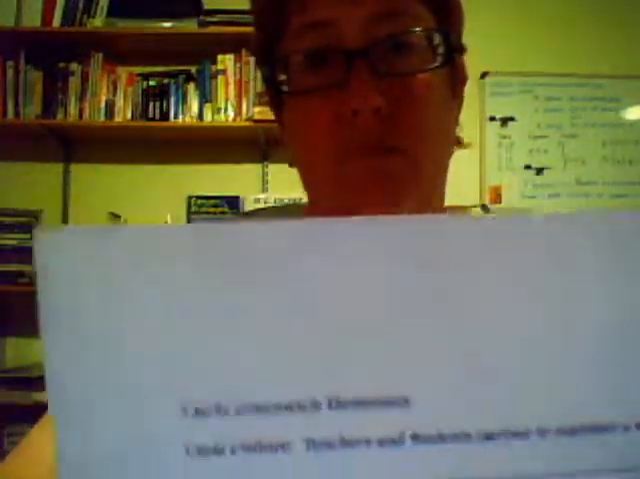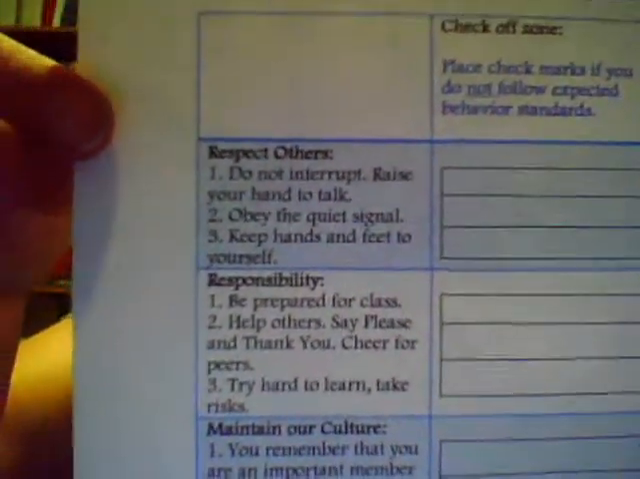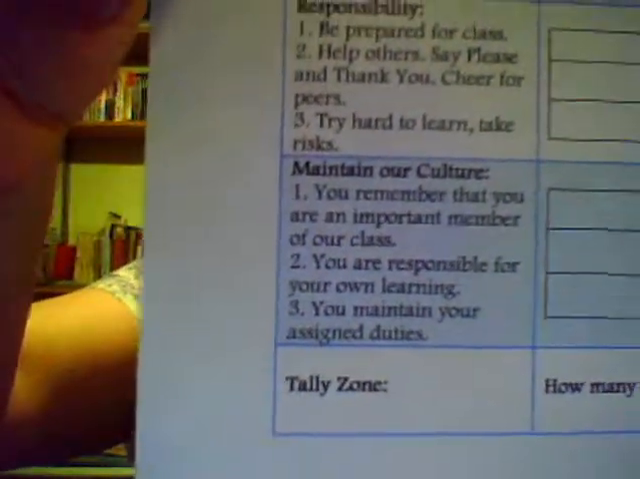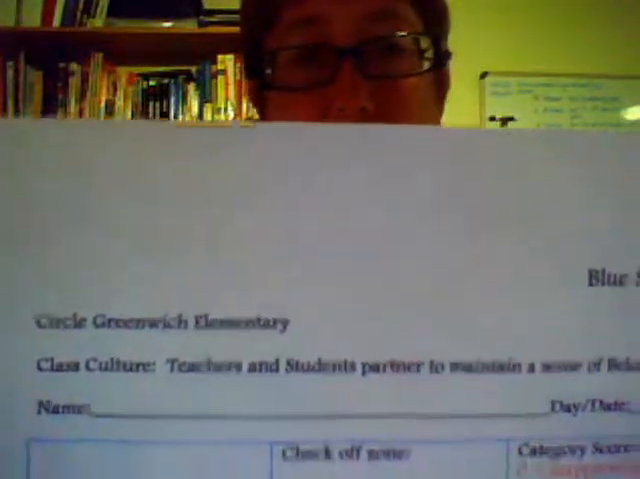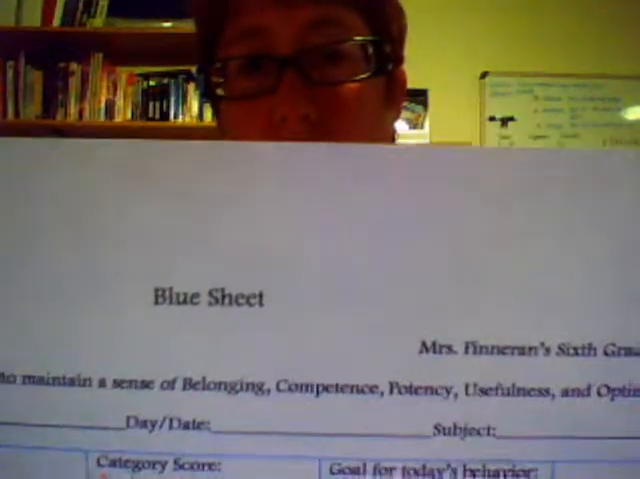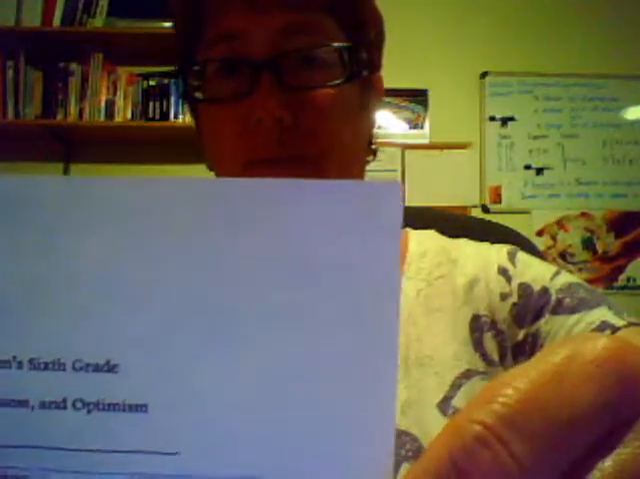The behavior monitoring sheet, I'm calling it the blue sheet, and I'm doing that to make it simple for students because it's blue. It has 3 main categories and 3 subcategories to each main category, and a final row at the bottom, the tally zone. It has 4 columns: checkoff zone, category score, goal for today's behavior, and notes.